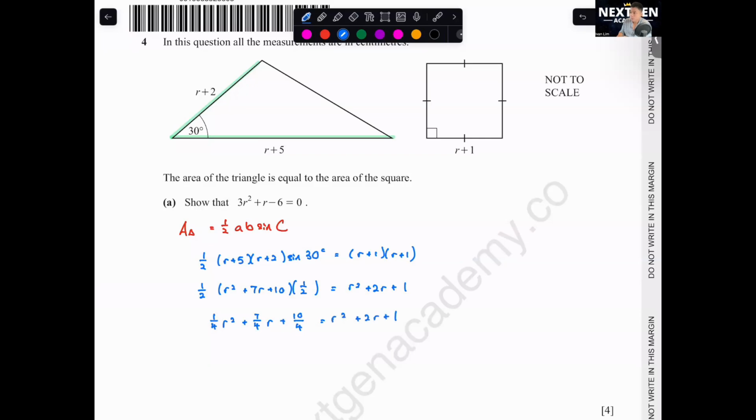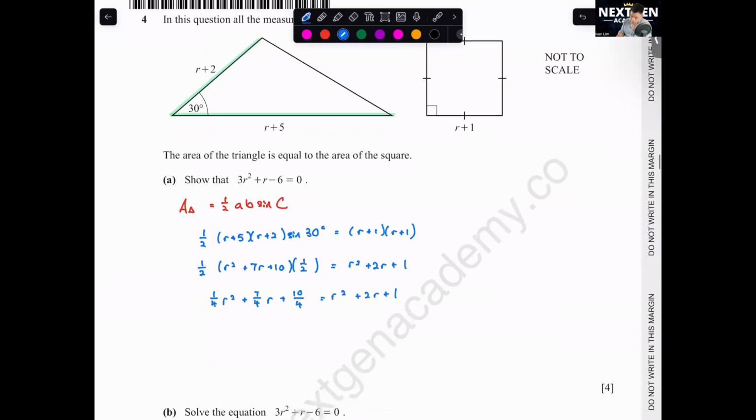plus 2r plus 1. Shift everything to the left-hand side. This will become 3 over 4 r squared plus 1 over 4 r minus 6 over 4 equals 0. For the final one, you multiply the whole thing by 4 to remove the denominator, and you get 3r squared plus r minus 6 equals 0. You can write this shown or proven.